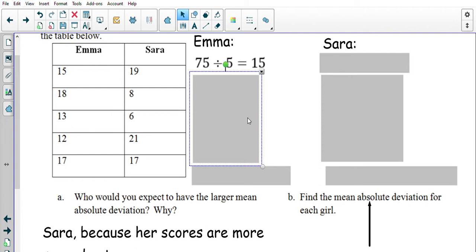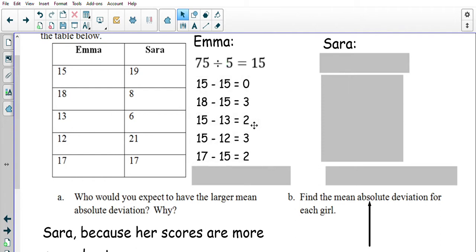Now, the second step, which is a little tricky, is to find the difference between each number in the set and the mean. Again, the mean was 15, so I'm going to use it in each one of my differences. So I take 15 minus 15 to get a difference of 0. 18 minus 15 to get a difference of 3. It doesn't matter which one I highlight here, by the way. My next number is 13, so I'm going to take 15 minus 13 to get a difference of 2. The next number is 12, so 15 minus 12 to get a difference of 3.